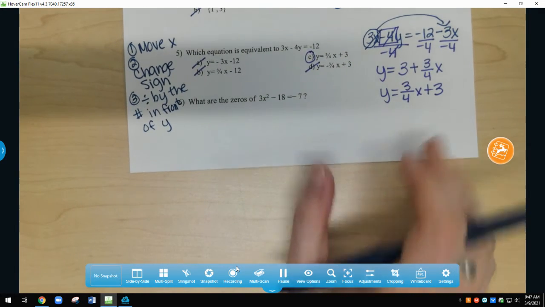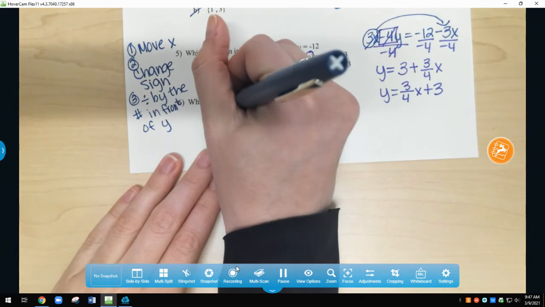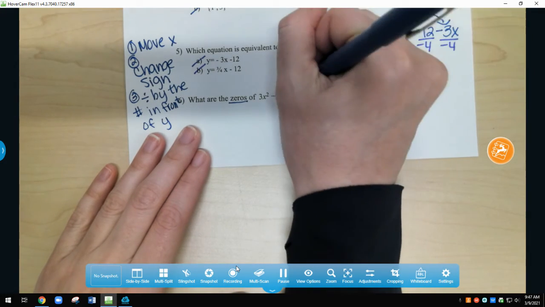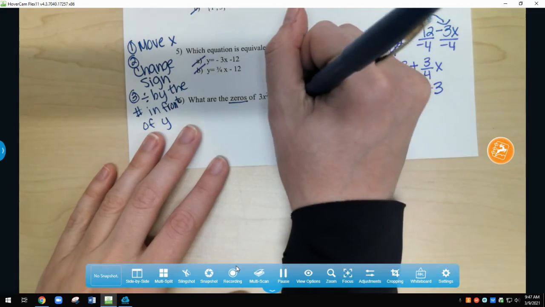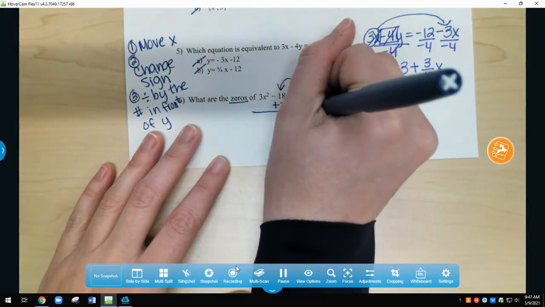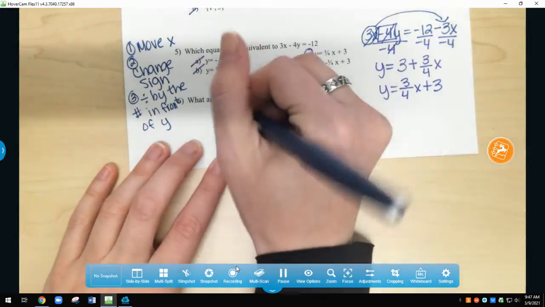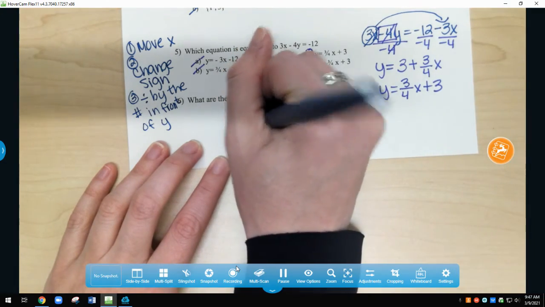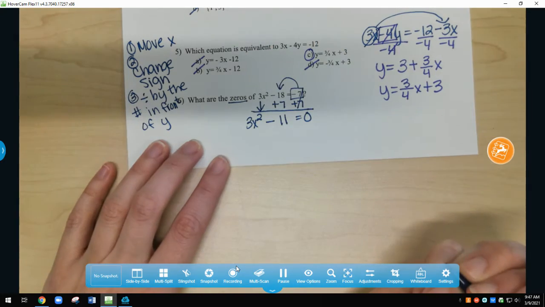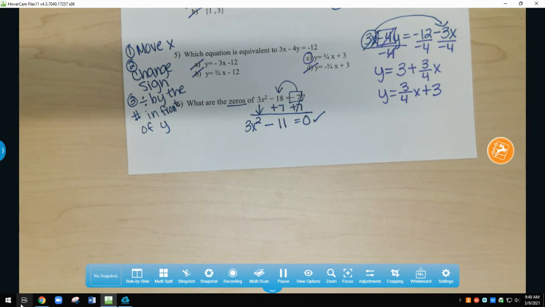Okay, what are the zeros of 3x squared minus 18 equals -7? Remember, zeros are the same as solutions. So we're going to box up our -7, move it over here. So I'm going to add. I can combine it with the 18 because they're both just numbers. So negative 7 plus 7 is 0. We bring down the 3x squared. Negative 18 plus 7 is negative 11. It's equal to 0, so I'm going to put that in Desmos.